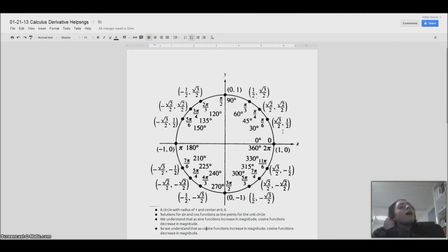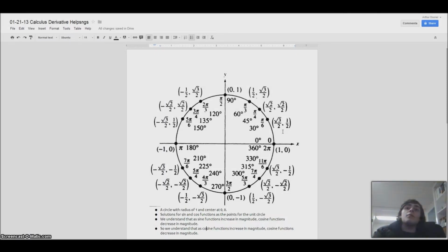30 degrees, or pi over 6, is square root of 3 over 2, and then 1/2. 45 degrees is pi over 4, square root of 2 over 2, and square root of 2 over 2. The two are equal at that point. 60 degrees, pi over 3, the cosine of that is 1/2, and the sine of it is square root of 3 over 2. Moving on, the 90 degrees is the transitionary point, so obviously it's the maximum sine and the minimum cosine.